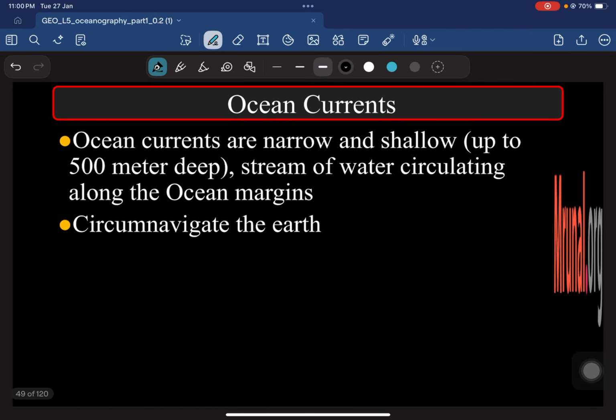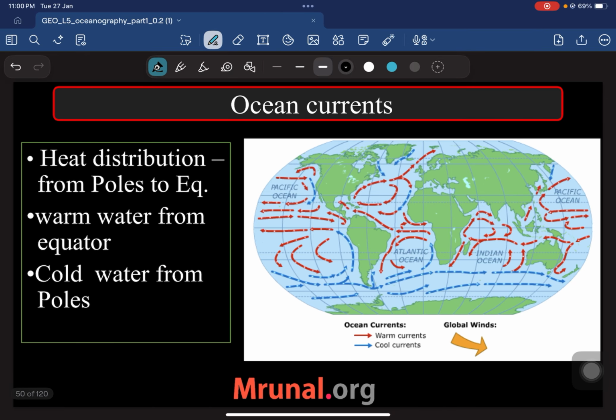Okay. Next, ocean currents. Ocean currents are horizontal movement of water. Ocean currents help in heat distribution. Heat distribution means the kind of heat distribution that is going to happen on earth, from the poles to the equator.